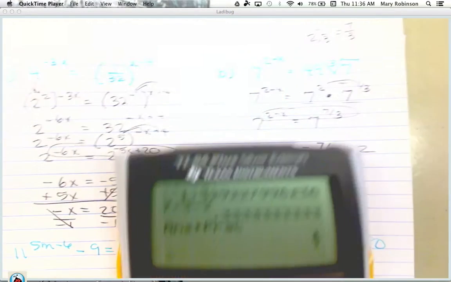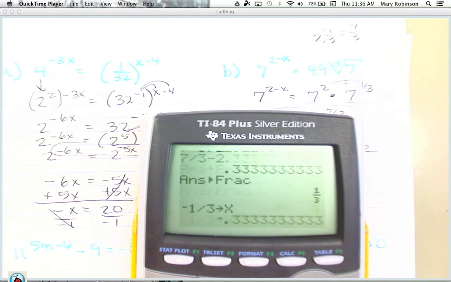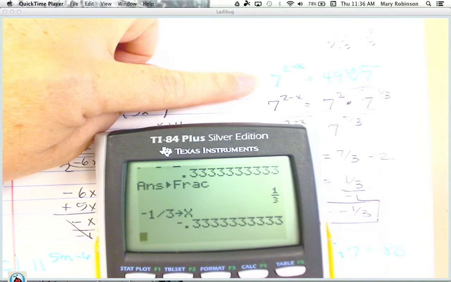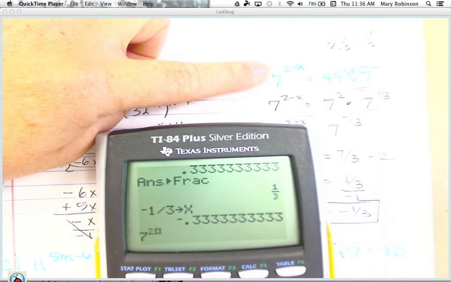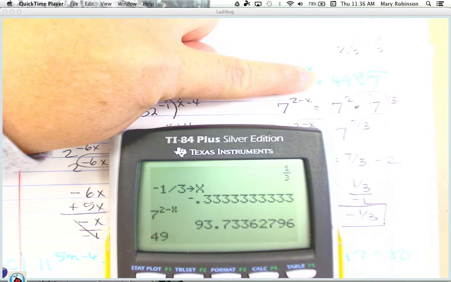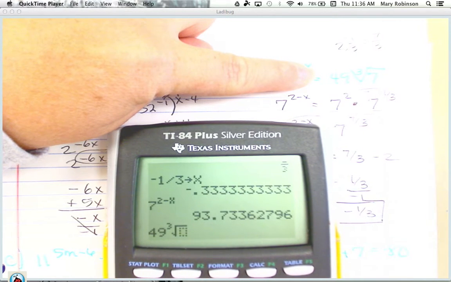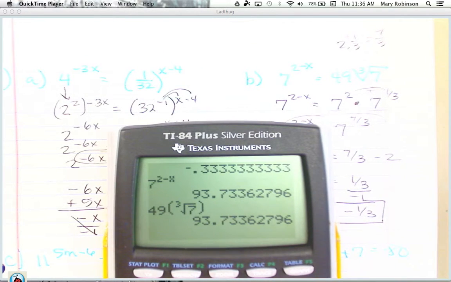Let's go ahead and type that in our calculator and store it. So negative 1 over 3, store as x, enter. And we want to type this in, 7 to the 2 minus x power, and see if that's equivalent to 49 times the cube root. Remember, to get the cube root, we have to type in math 4 and then our 7. Because these are equivalent, that tells us our answer of negative 1/3 is correct.